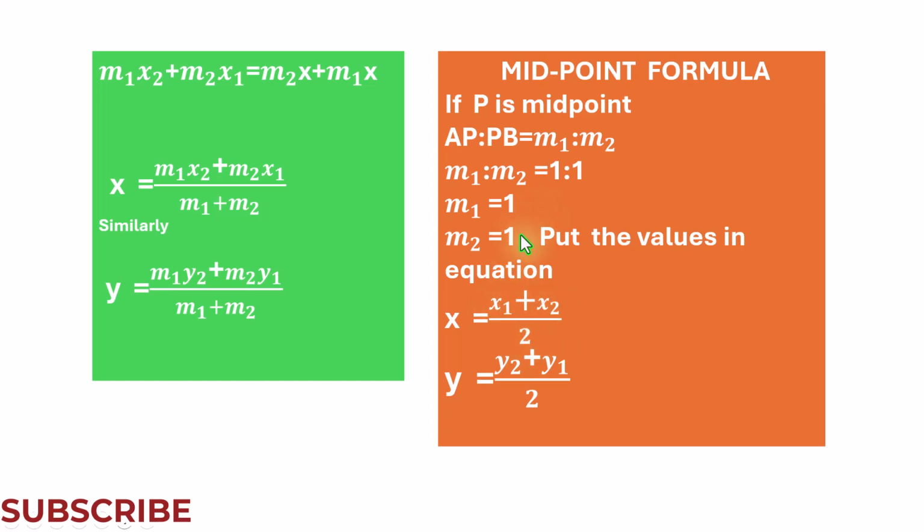So if P is the midpoint, the midpoint formula gives x and y as x equal to (x1 plus x2) by 2, and y equal to (y1 plus y2) by 2. This is the midpoint formula.